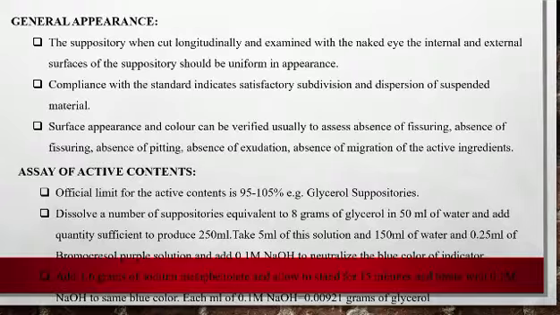Compliance with the standard indicates satisfactory subdivision and dispersion of suspended material. When examining with the naked eye, we know there will be uniform dispersion of the active ingredient within the base, and the suppositories should be uniform both internally and externally. The surface appearance and color can be verified to assess the absence of fissuring, pitting, exudation, and migration of active ingredients.